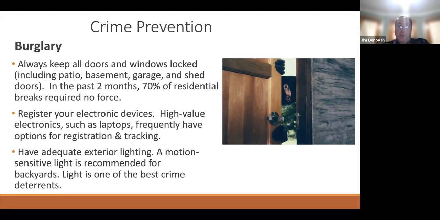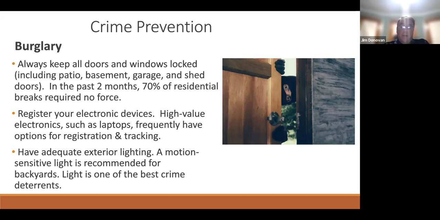Again, adequate lighting in your home. Whenever we go to a house break, people always ask us, what can I do to make my home a more difficult target? Lighting, lighting, lighting. Motion lights on the side of houses, places that don't have lighting, places that are hidden from public view.